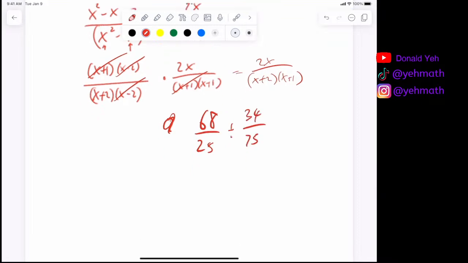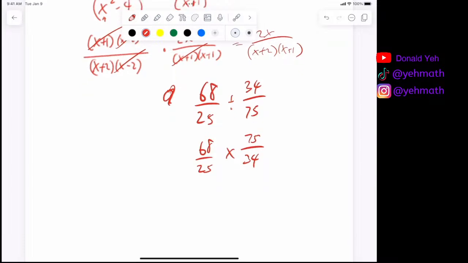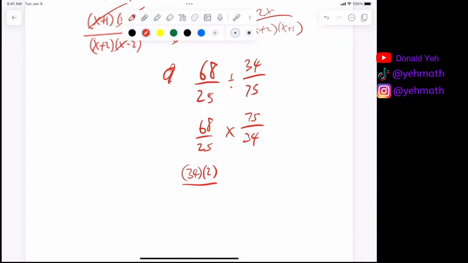Remember, your first goal is to make sure 68 over 25 doesn't change. Keep. 75 over 34. I can actually factor this. If I factor this, it's going to be 34 times 2, right? Oh, we can't see your work. Oh, sorry. So this is the division we're talking about. There's no difference. I just simplified the 34 and 2. I don't need to simplify 25. I can also simplify 25 times 3 here, and 34 times 1.